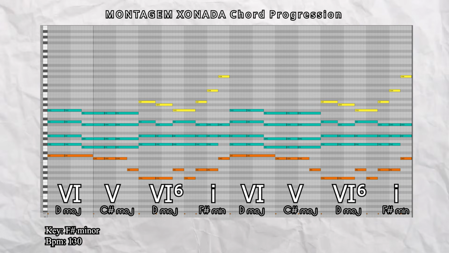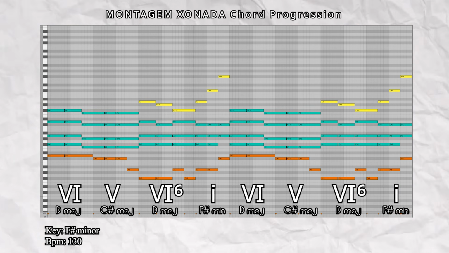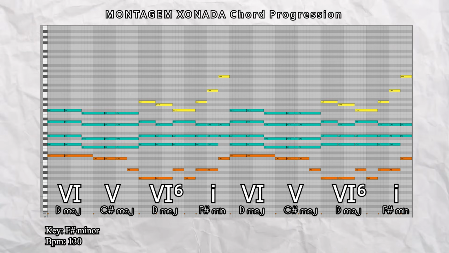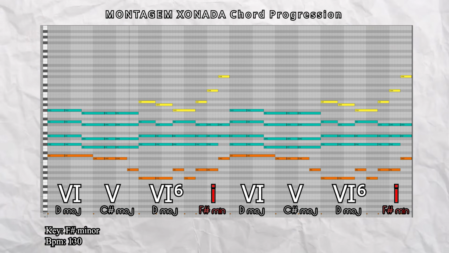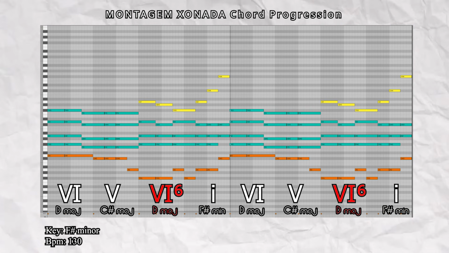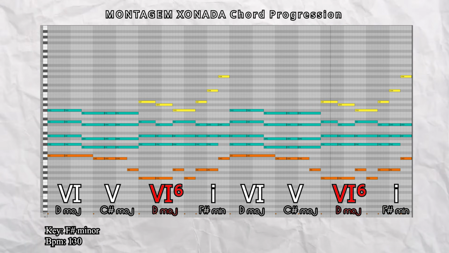The song is set in the key of F sharp minor and is using an interrupted cadence. We have the dominant chord C sharp major, which naturally wants to resolve to the tonic F sharp minor, but it's interrupted by the submediant chord D major in first inversion.